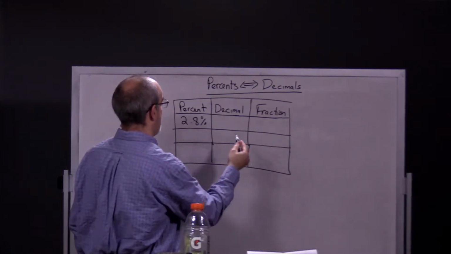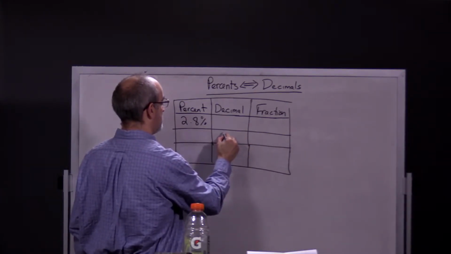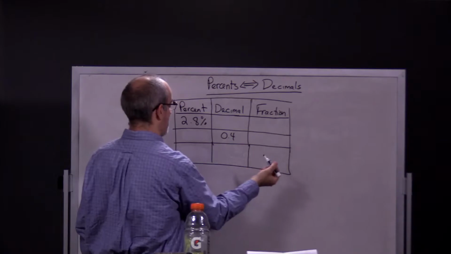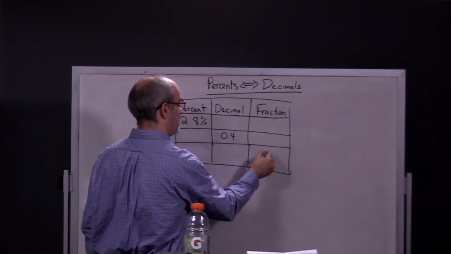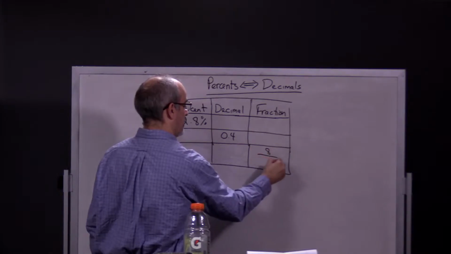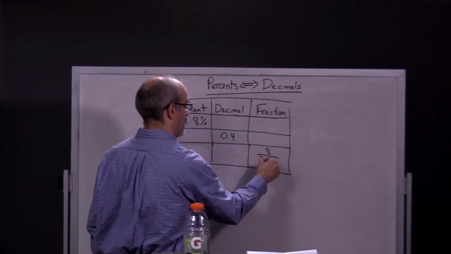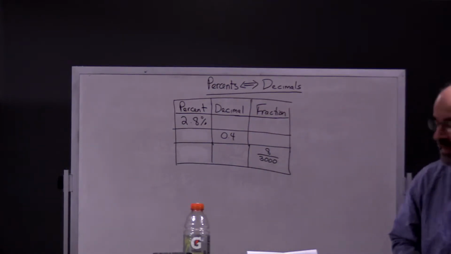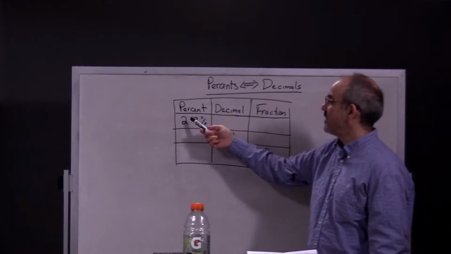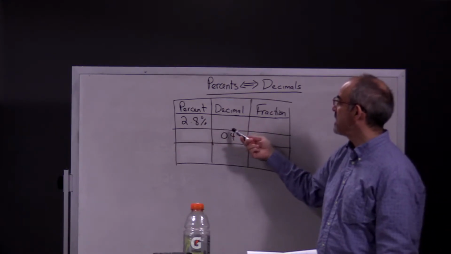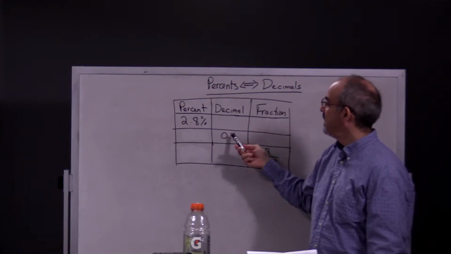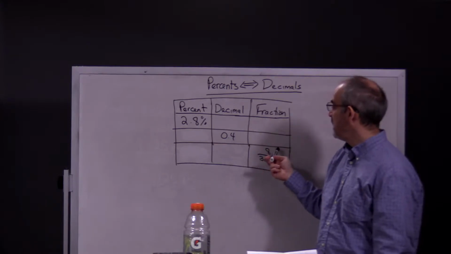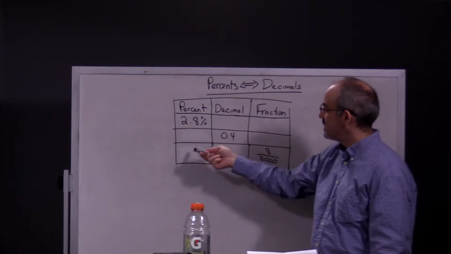So let's see, you had maybe a decimal, and then maybe a fraction you might have, I don't know, I'll make it difficult, 8 over 3,000. We want to fill in all the blanks. So in the top one, I want to write 2.8% as a decimal and as a fraction. In the middle one, I already know the decimal. I want to write that as a percent and a fraction. In the bottom one, I know the fraction. I want to write it as a decimal and a percent.